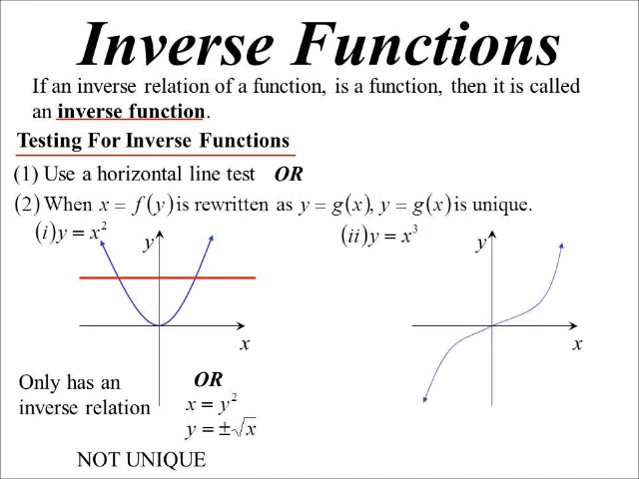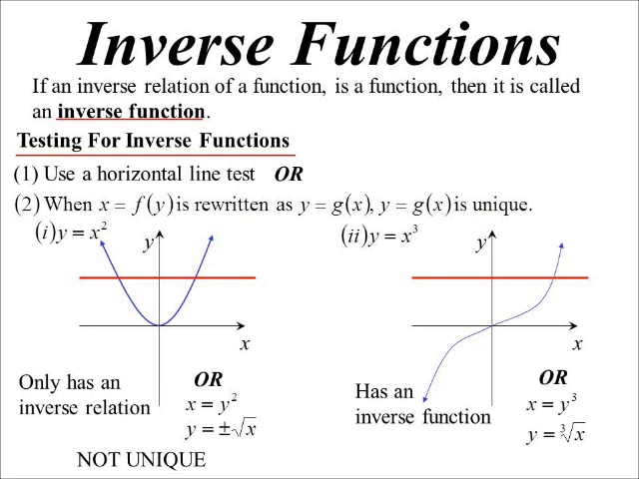Whereas something like my very dodgy cubic there satisfies the horizontal line test, but if I do it via algebra, swap the x and the y's around, I get x equals y cubed. So y equals the cube root of x. But there is only one cube root of x. That's unique. So yes, it has an inverse function. So that one's okay.